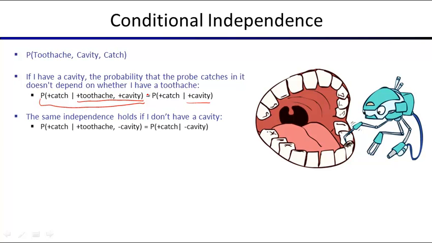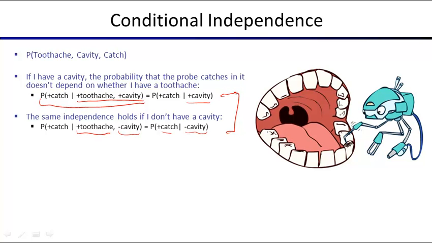Let's say this is also true when you don't have a cavity. The probability of being caught given toothache and no cavity is the same as the probability of being caught when it's just known that there is no cavity. Again, that's a reasonable assumption. Let's say both of these assumptions are true.